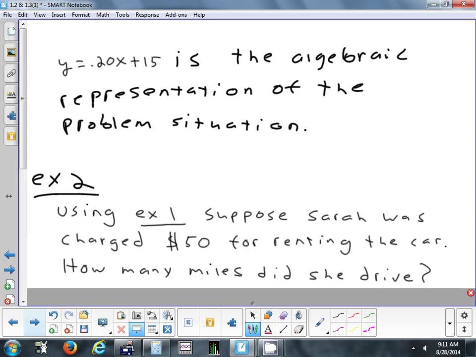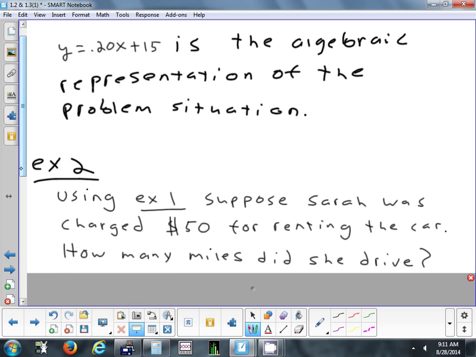Okay, so the next one says, suppose same car company, Sarah was charged $50 to rent the car. How many miles did she drive? How do we figure that out? Now they're giving us a cost and we want to know mileage. Taylor? How would you plug the $50 into the Y?